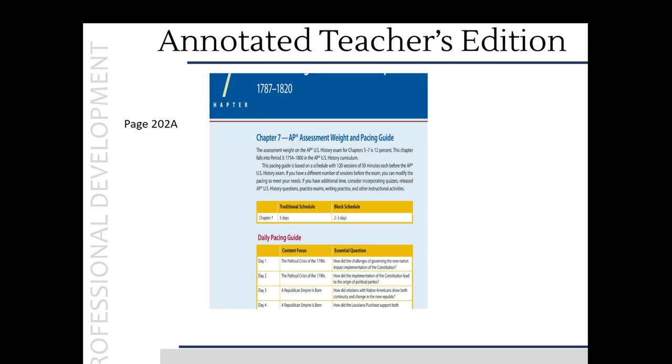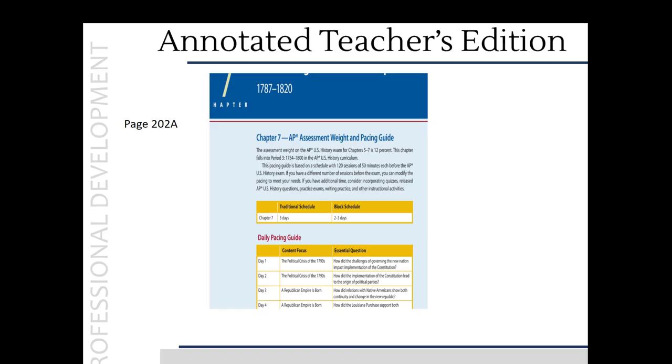Let's dig into the teacher's edition. Turn to pages 202A through 202B. These are the first few pages before Chapter 7, known as Blue Pages. Every chapter has blue pages, and these will help you develop your chapter plans.